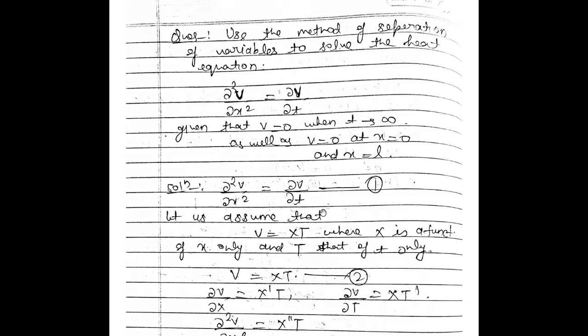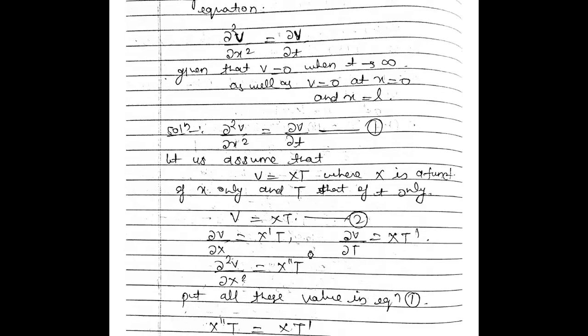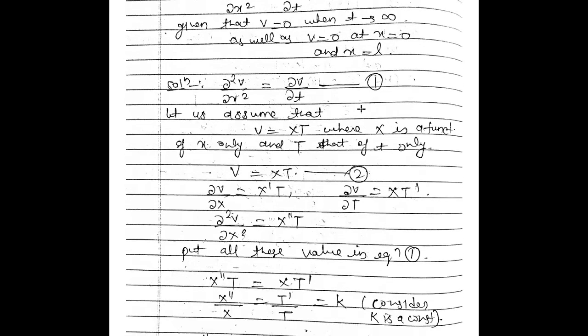Let us assume that we are solving this equation by the method of separation. So in our method of separation, v is equal to X into T, where X is a function of x only and T is a function of t only, right? Now v is equal to XT. This is your second equation. We need to calculate del v upon del t and del 2v upon del x2. So del 2v upon del x2 will be X double derivative into T, and del v upon del t is equal to X into single derivative of T here. Now put all these values in equation 1.